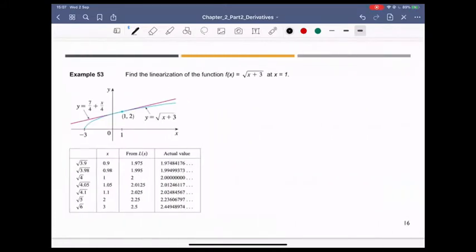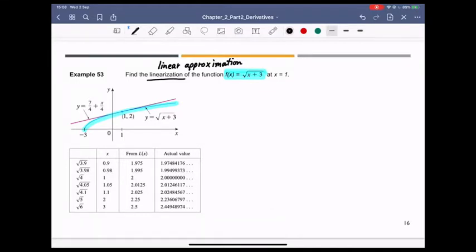So let's take a look at example 53. Let's suppose that I have the curve f(x) equal to square root of x plus 3, right here. And then I want to find a linear approximation of the function f at the point x equal to 1. So linearization means linear approximation. So we want to find a linear approximation of a function f at the point x equal to 1.